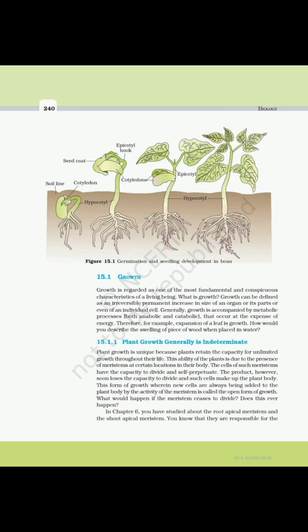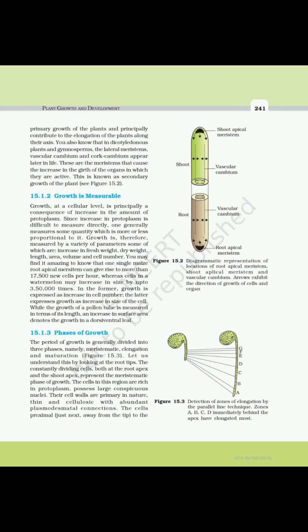You know that they are responsible for the primary growth of the plants and principally contribute to the elongation of the plants along their axis. You also know that in dicotyledonous plants and gymnosperms, the lateral meristems, vascular cambium and cork cambium, appear later in life. These are the meristems that cause the increase in the girth of the organs in which they are active. This is known as secondary growth of the plant. See Figure 15.2.